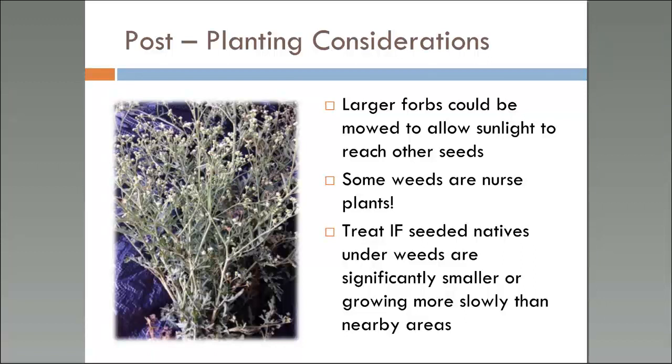Sometimes you might want to consider treating or shredding the forbs if the seeded natives under the weeds are either very small or they're growing a lot more slowly than nearby areas that don't have as many of these larger forbs coming up where you planted. So really consider the whole situation, because a lot of times these annual plants, especially that come up early, are annual, so they're going to eventually go dormant and die off, and those other plants will have a chance to come up. So it's not necessarily a bad thing if it looks a little bit weedy. Sometimes we're just happy to see something come up to hold the soil for the meantime.